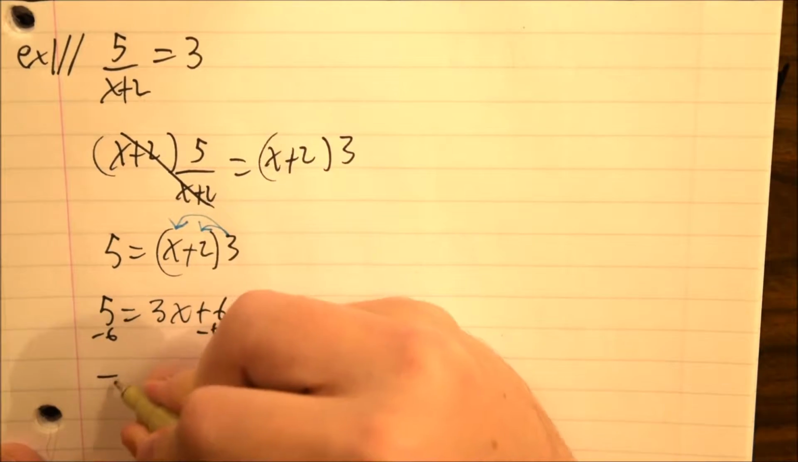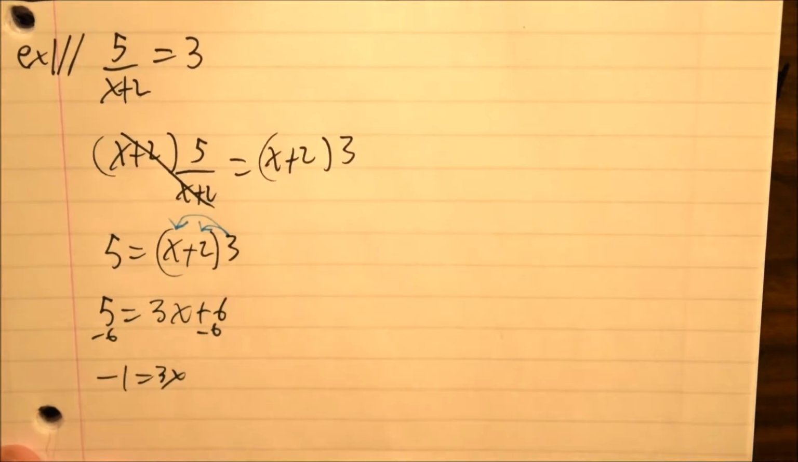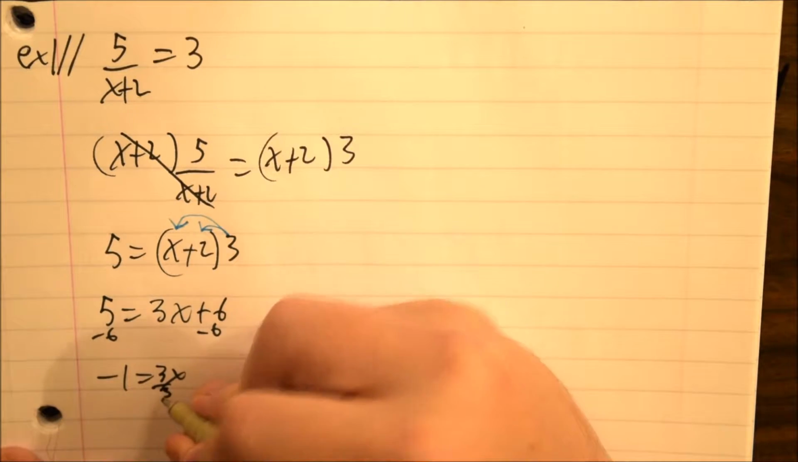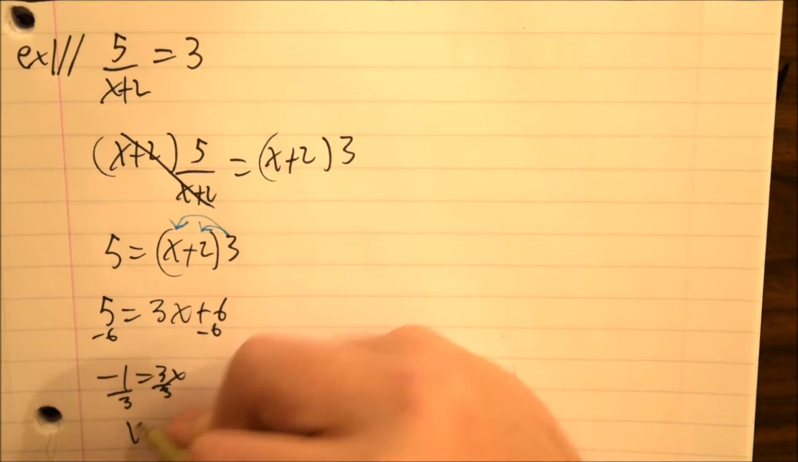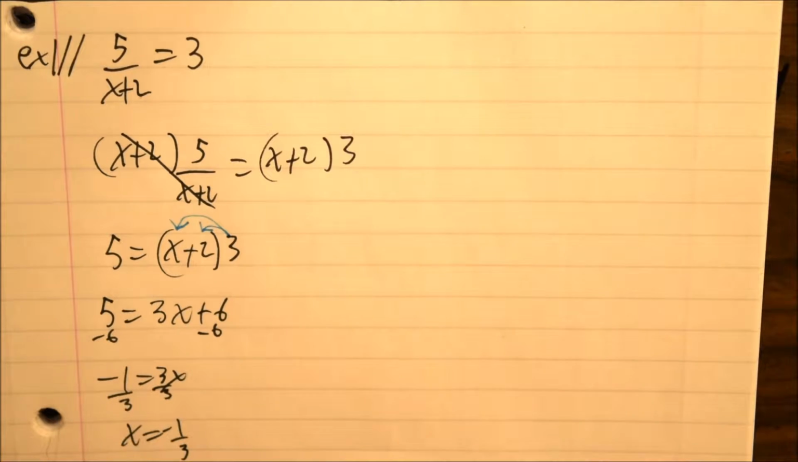I subtract 6 from both sides, and I get negative 1 equals 3x. Divide both sides by 3. I get x is negative 1/3. Okay. x is negative 1/3. Now, since it's a rational equation, I need to make sure that negative 1/3 is in my domain.